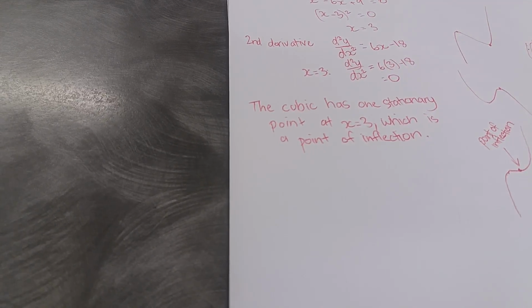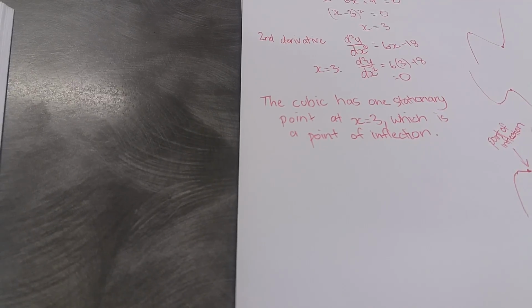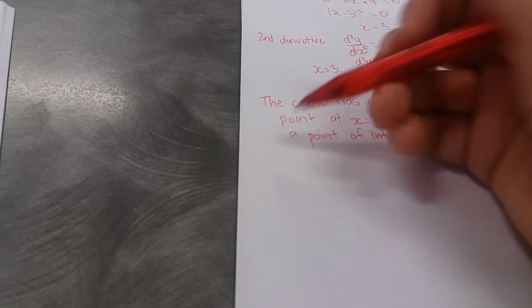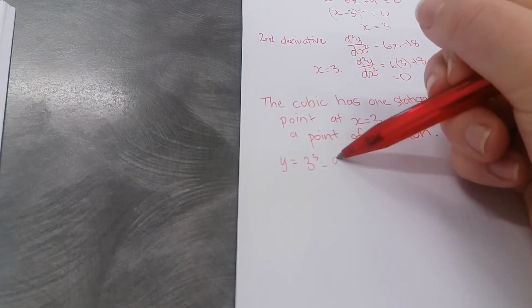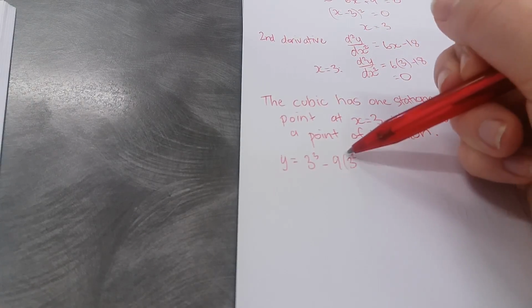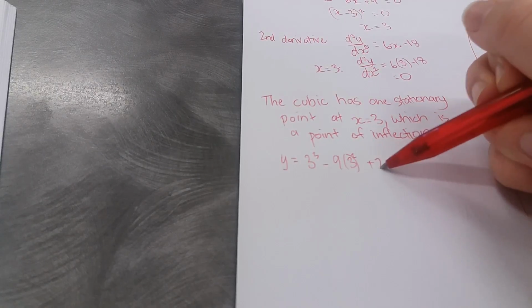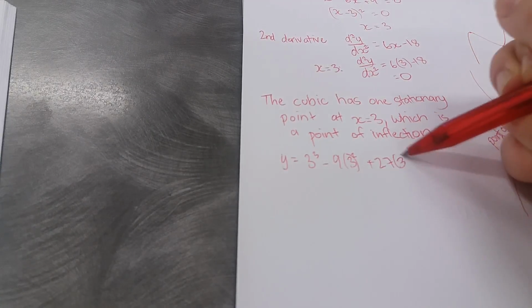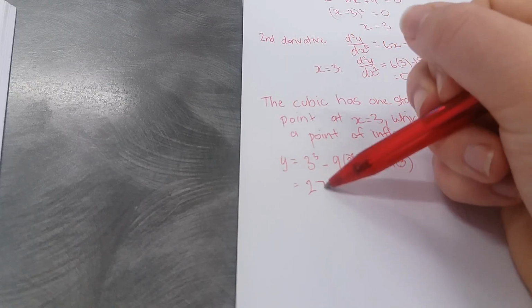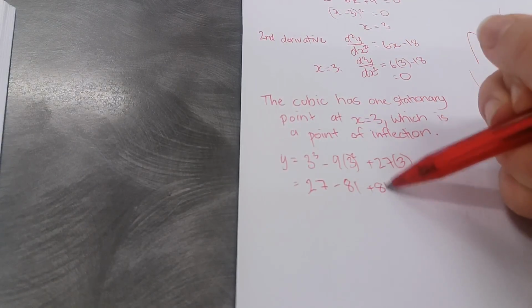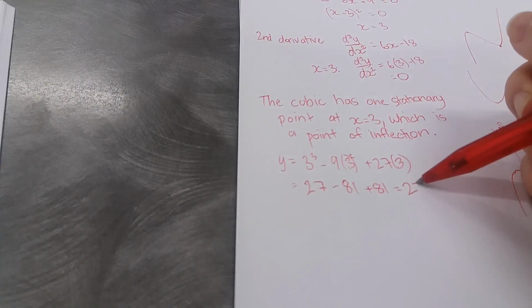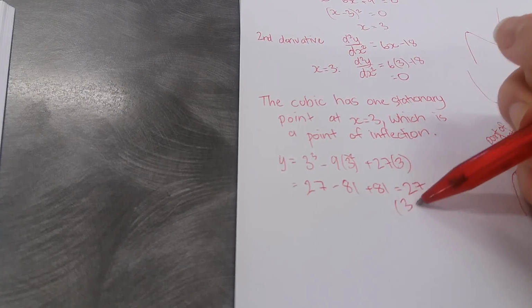But if the question had said give any stationary points, then we would have to substitute in x equals 3: y equals 3 cubed minus 9 times 3 squared plus 27 times 3, which is 27 minus 81 plus 81, which is 27. So the point would be (3, 27).